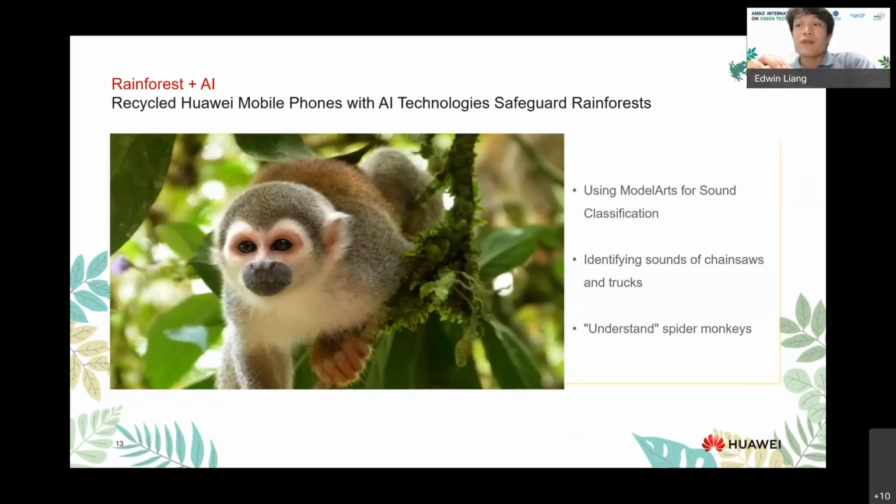Actually, Topher White, the founder of Rainforest Connection, uses recycled Huawei mobile phones to create a rainforest guardian to receive sound data in real time around the clock. And we can accurately identify the sounds of chainsaws and trucks and send alerts to the forest guides in real time. This AI technology will also help interpret more behavioral information about the spider monkeys. We believe that technology makes the world a better place and builds a harmonious ecosystem.